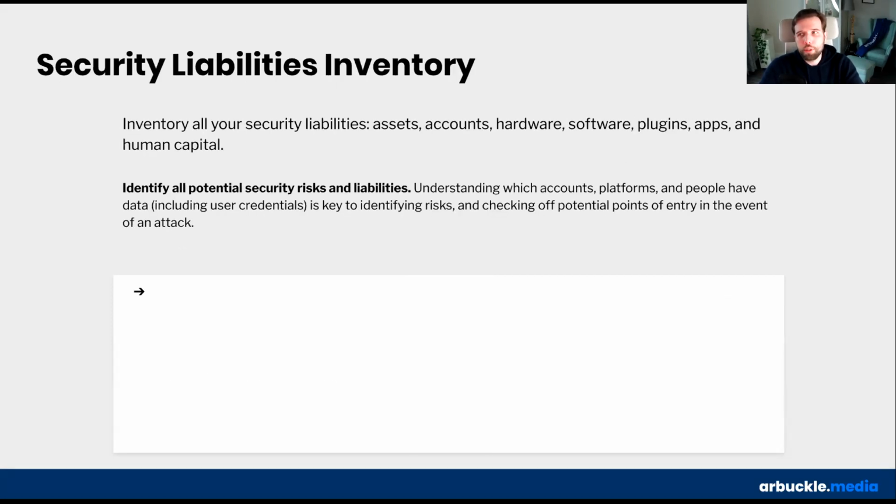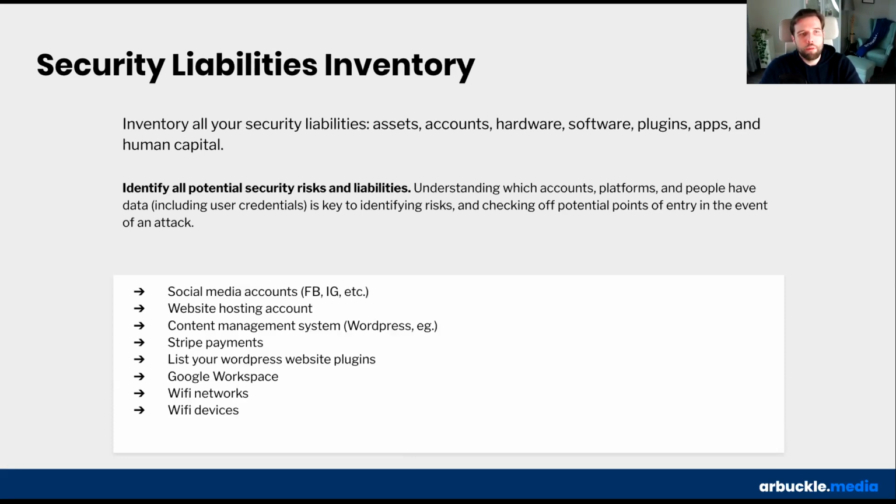Making an inventory of all your security liabilities, your assets, accounts, your hardware, really identifying potential security risks and liabilities, understanding which accounts or platforms people have access to is really key to identifying risks and checking off potential points of entry in the event of an attack. So looking at, listing every social media account you have, where your website's hosted or your domain's registered, what content management system you use, listing out your payment processors, even things like your WordPress website plugins, if that's what you use, Wi-Fi devices, do you have a guest network?